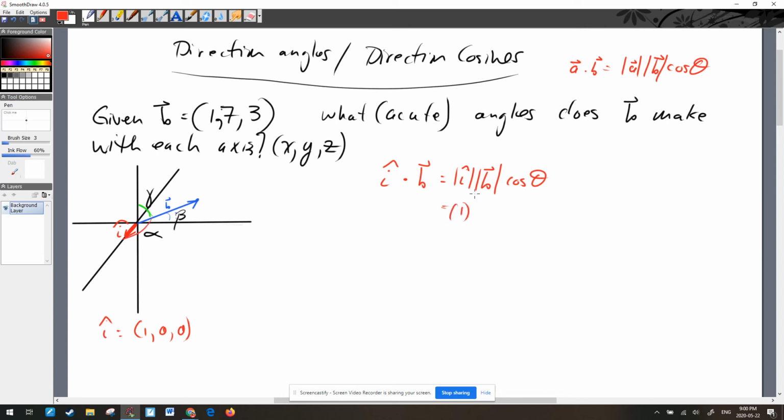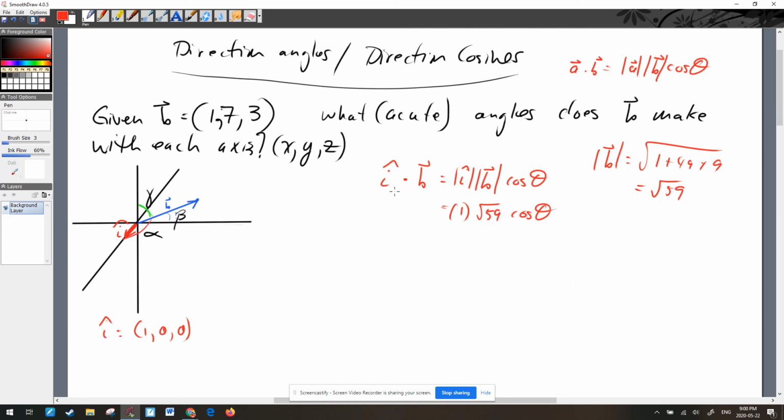And the magnitude of B, well, we can get that, right? The magnitude of B is equal to the root of 1 plus 49 plus 9. So it's equal to the root of 59. So we can come back here and say this is the root of 59. Okay, that's fewer variables to worry about, but I want to know what theta is. So cosine of theta.